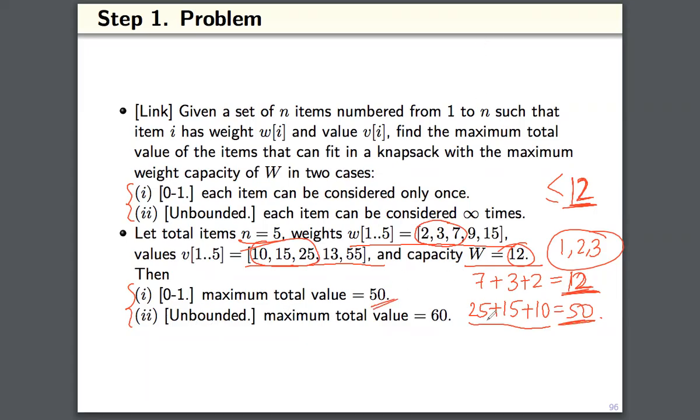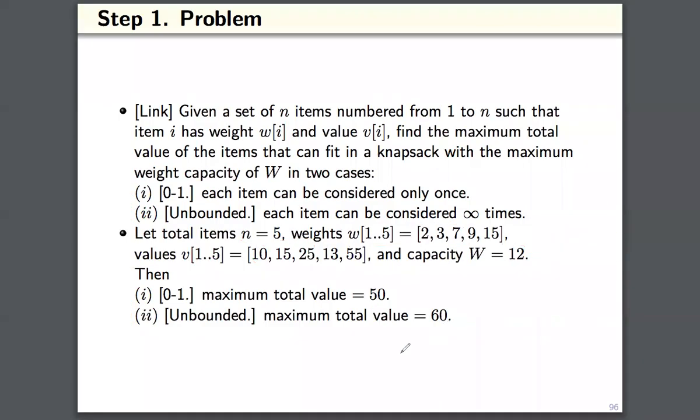What about this unbounded version? The maximum total value is 60. How? You just repeated the first item 6 times. Right. Okay, 2 plus 2 plus 2, 2 plus 2 plus 2, right? 12. And you count 6 times. 6 times 10 is equal to 60. Right? You are repeating this item again and again. There are multiple copies. Make sense? So this is one example.